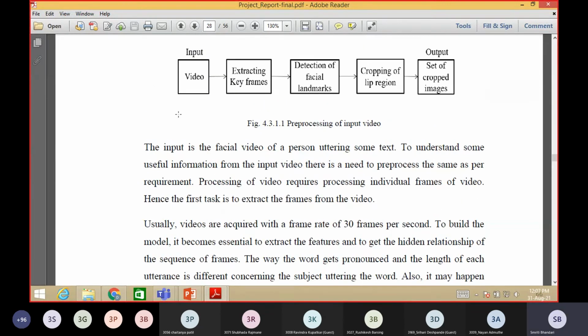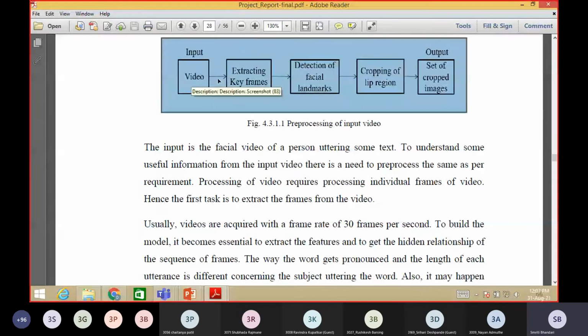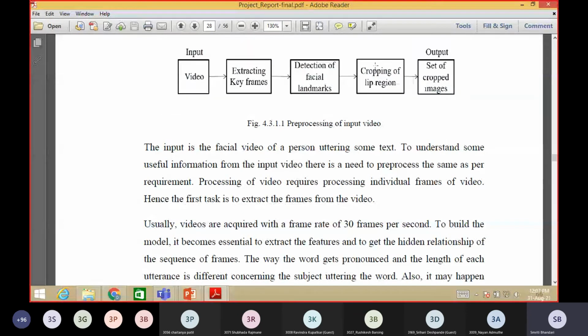See here, this is one block diagram. In this block diagram, only the important steps are shown. What is the input that is mentioned? What is the output that is mentioned for this particular phase of the project? In between input and output, there are different steps. Those need to be implemented.